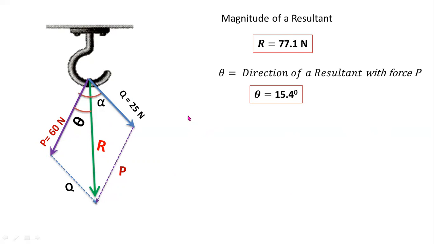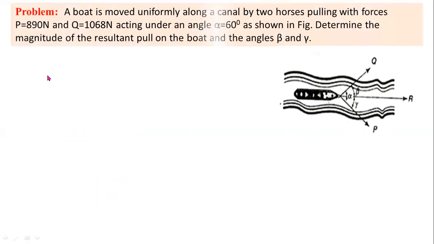Now by using the method of projections, we can also determine the resultant and direction. Now this is another problem. A boat is moved uniformly along a canal by two horses pulling with the forces P equal to 890 newtons and Q equal to 1068 newtons, acting under an angle alpha equal to 60 degrees, as shown in the figure. Determine the magnitude of the resultant pull on the boat and the angles beta and gamma.